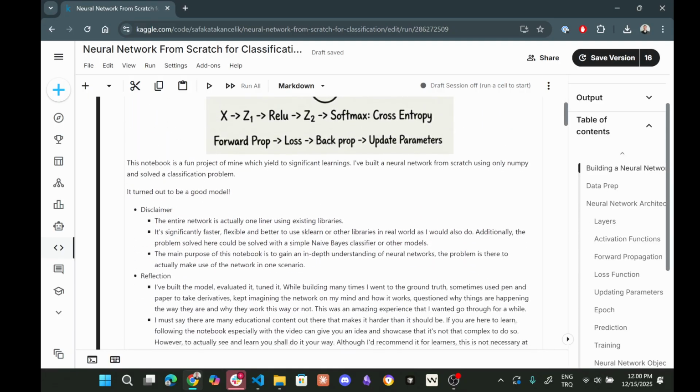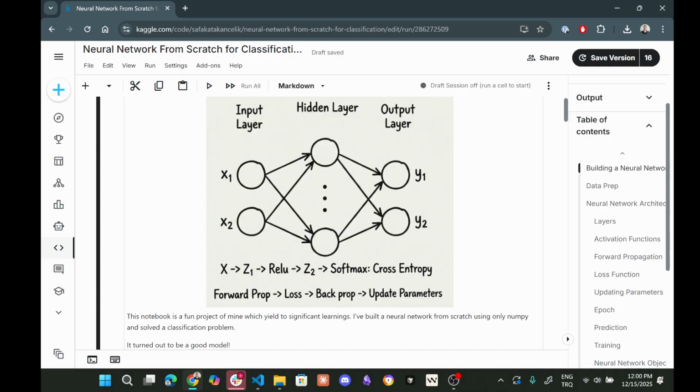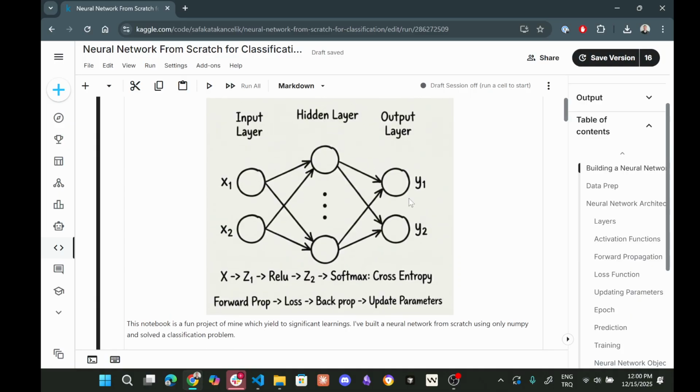I sometimes used pen and paper, sometimes Google, sometimes ChatGPT tools, and simply thought over it many times, and in one week I built this. It is fun, and right now I can clearly say that when using libraries like scikit-learn or PyTorch, I'll have a lot more confidence because many things just click. And yeah, let me not talk too much and show.